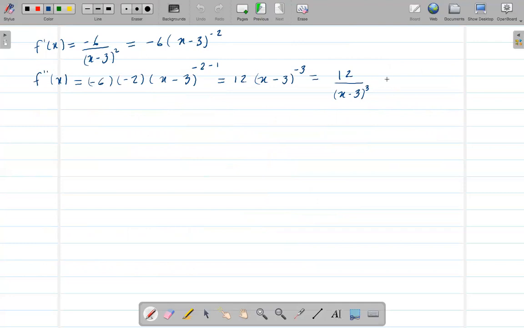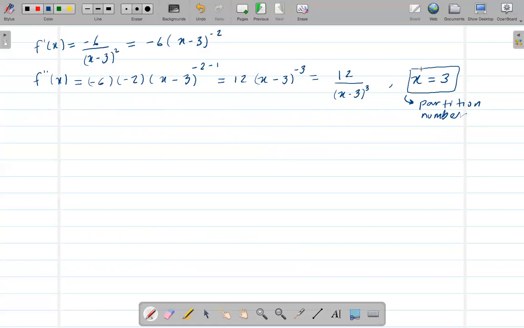So again, it looks like when I say x is equal to 3, this will make f double prime undefined. So if x is equal to 3, it will make f double prime undefined. This is not yet the inflection point. We have to see if this is going to be an inflection point or not, but this is a partition number.